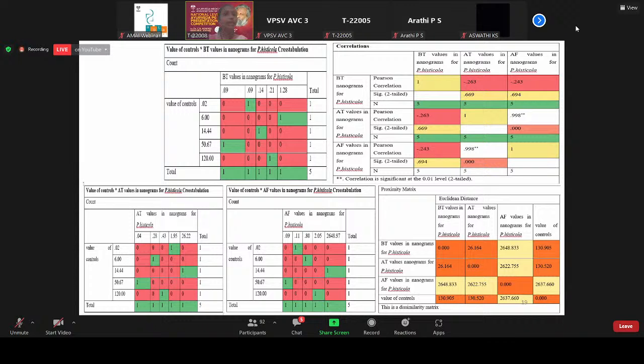It has also been expressed in the form of cross tabulation and heat maps. The values of controls were quoted against BT, AT, and AF values. The correlation statistics here also extrapolated a strong positive correlation in the AF values.